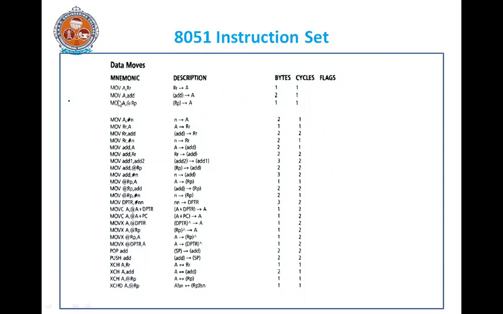The next one is MOV A, add. Add is a label here. So here the content of the label add is moved to the accumulator register.